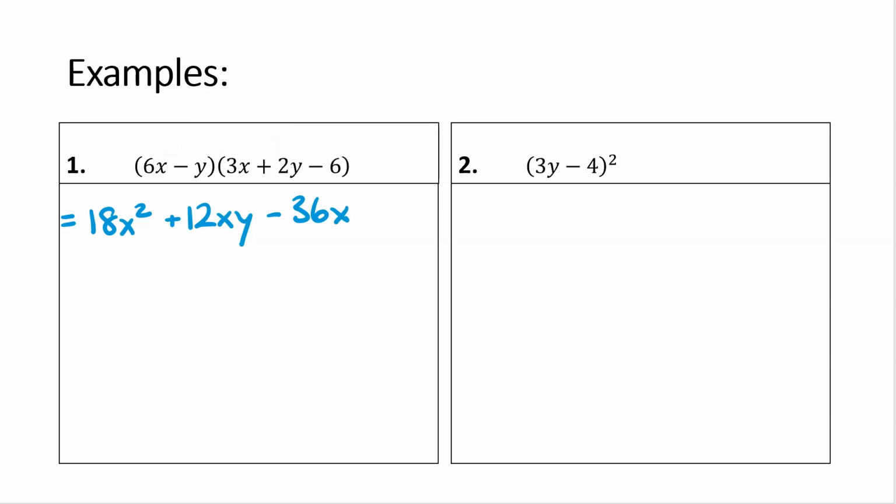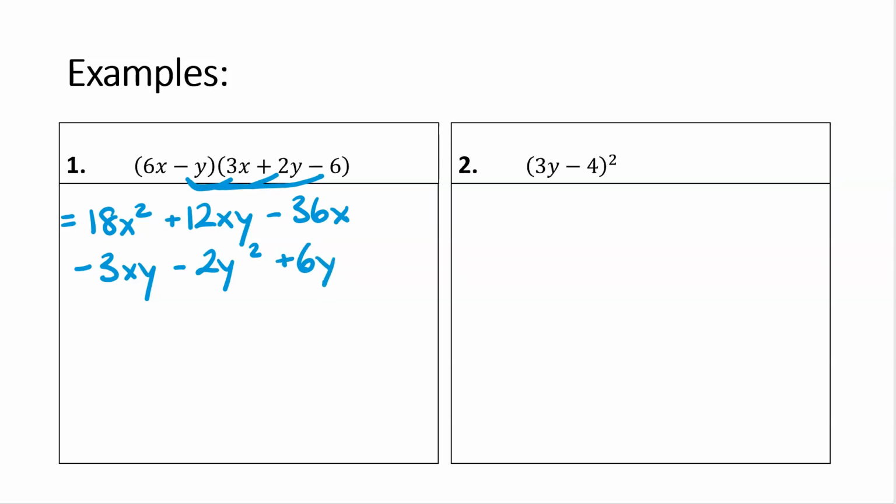Once that's done, we'll go with the second term in the first polynomial, the negative y. Negative y multiplied by 3x is a negative 3xy. Negative y multiplied by 2y is a negative 2y squared. Negative y multiplied by negative 6 is a positive 6y.